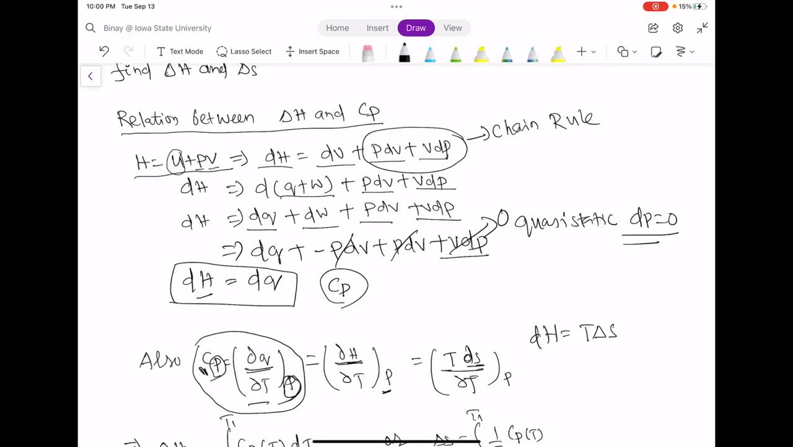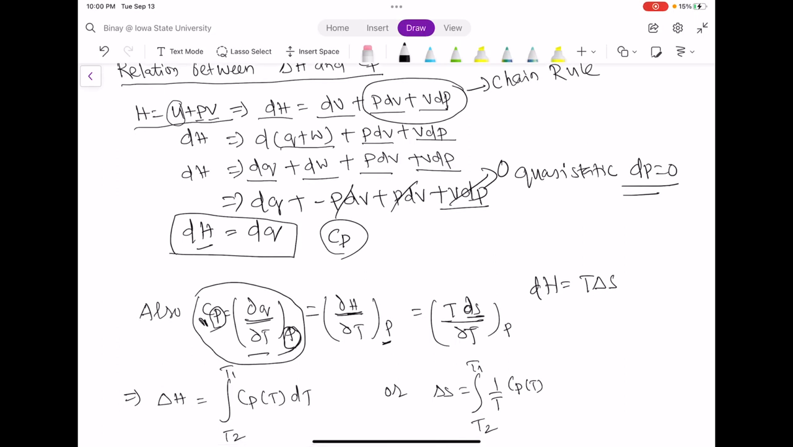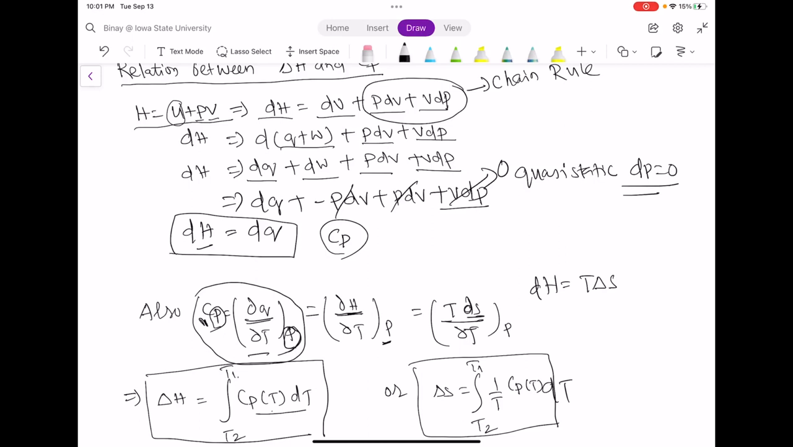If I now convert this partial derivative to integral form, delta H is equal to the integral of Cp as a function of T dT from T1 to T2, and delta S equals the integral of 1 upon T times Cp dT from T1 to T2. So now we got the relation between Cp and delta S. That's the part we were looking for. Now we can solve our question.